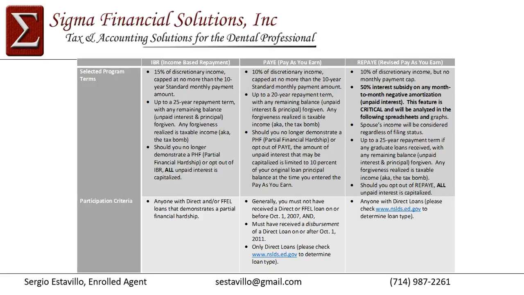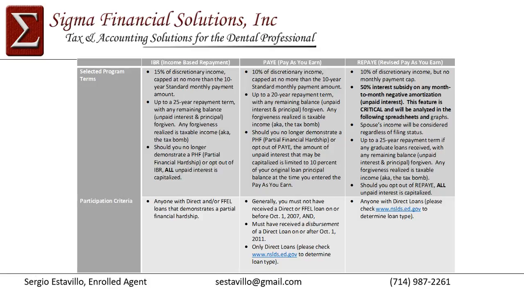This would be an issue if your spouse has relatively high income and no student debt. If your spouse does have student debt, it may be federal student debt, it may still be to your benefit to be in REPAYE, and possibly both of you to be in REPAYE. So that's one of the concerns with REPAYE, that the spouse's income will be considered if you do have a spouse.